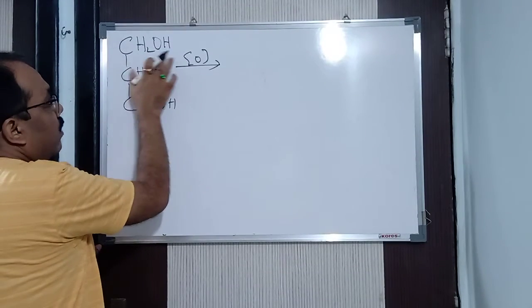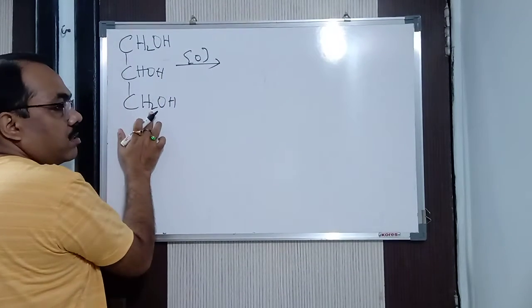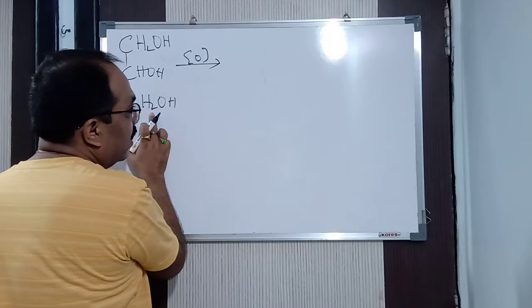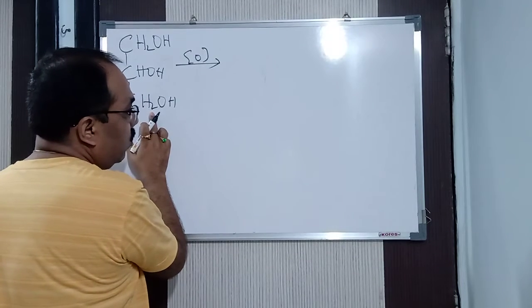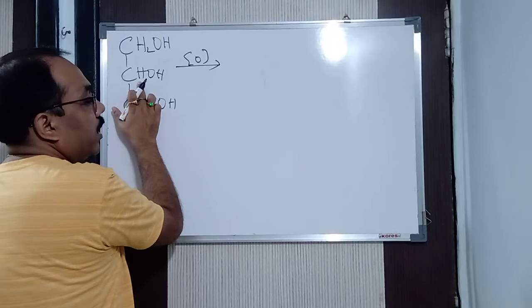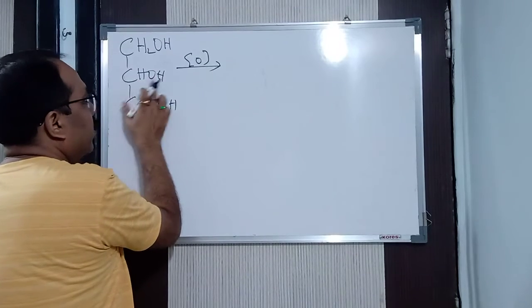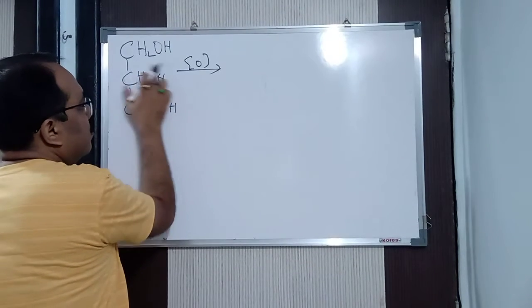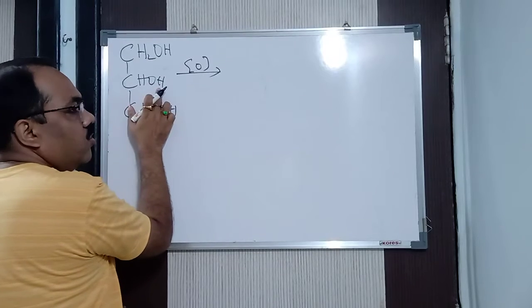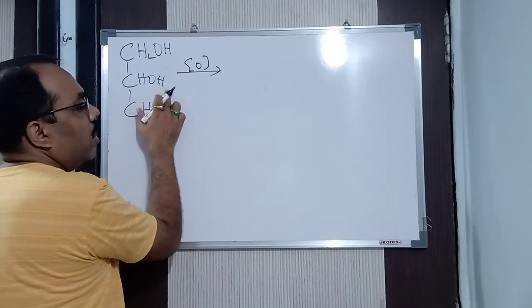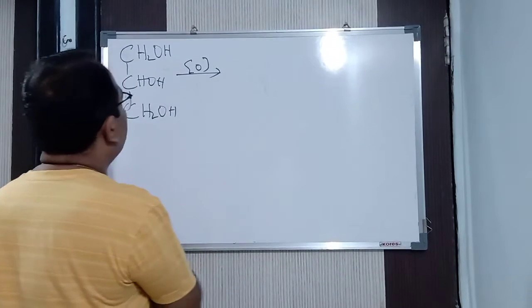You know that the primary carbon, this and this, gets oxidized to aldehyde. Aldehyde gets oxidized to acid. And the secondary carbon gets oxidized to what? Ketone, because this is a secondary alcohol. This is the secondary carbon which contains the OH group, so a secondary alcohol gets oxidized to ketone. We have already studied this in the alcohol chapter.